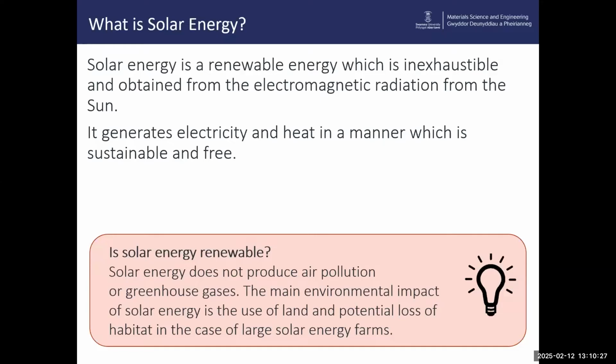A consideration to take into account is that the main environmental impact of solar energy is the use of land and then the potential loss of habitat in the case of large solar energy farms.